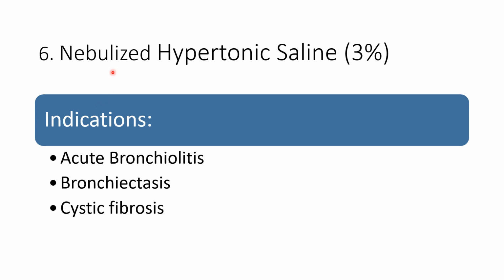Now the next drug is hypertonic saline, 3% normal saline. It is indicated in acute bronchiolitis, bronchiectasis and cystic fibrosis. It is very effective in acute bronchiolitis. So after the oxygen therapy, inhaled nebulized hypertonic saline and nebulized adrenaline both should be started in acute bronchiolitis.